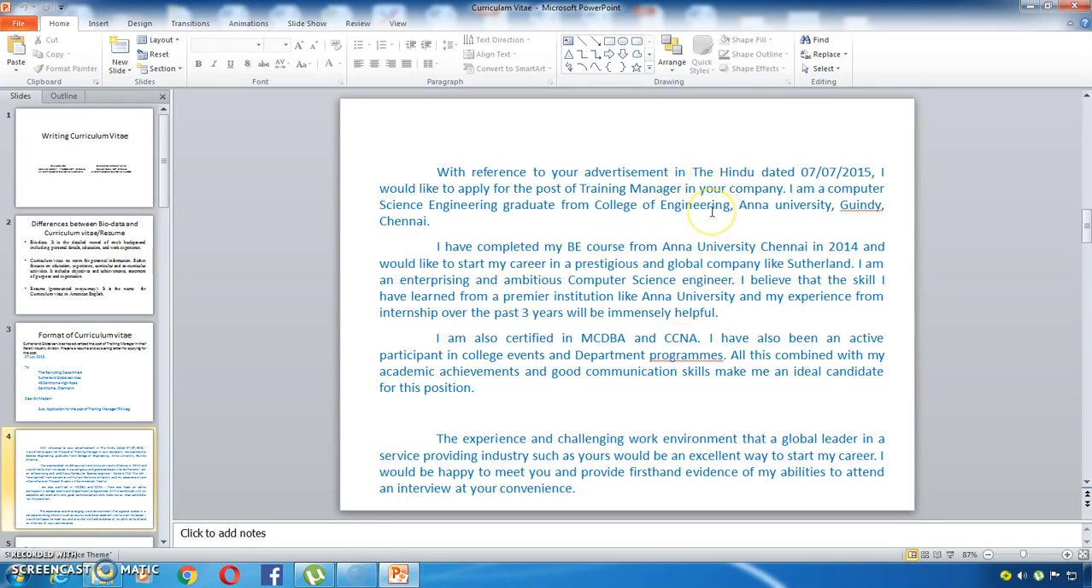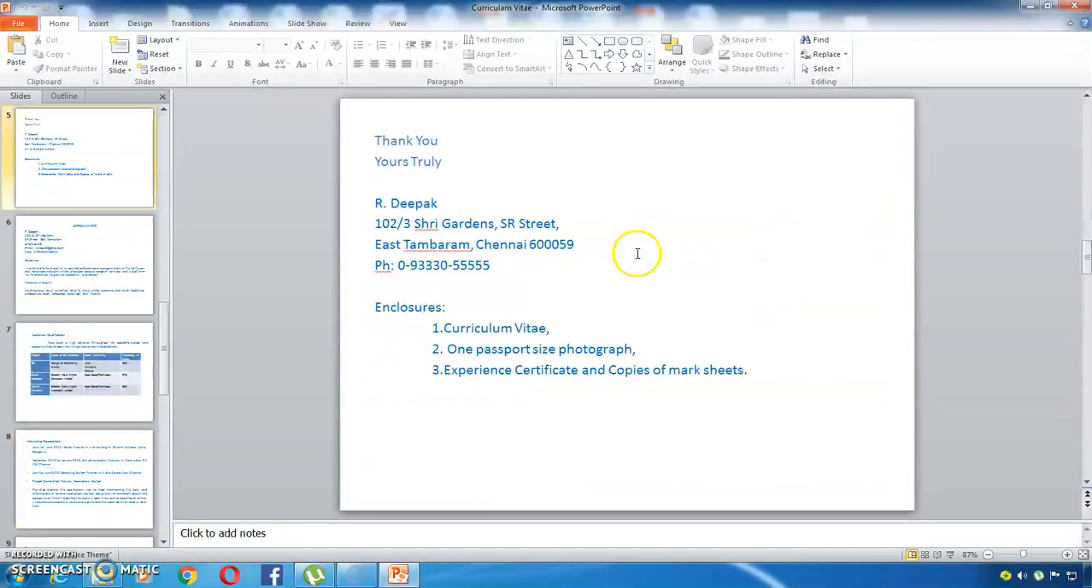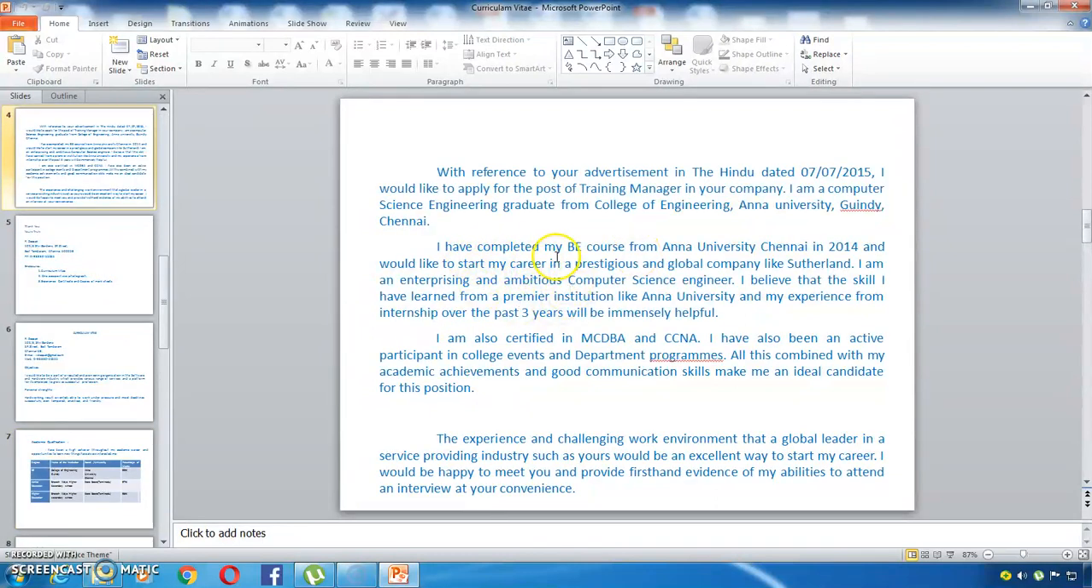So this is a model. The particular candidate has finished computer science and engineering from Anna University Chennai. So he has furnished the details, and you have to fill up your details here. And I have completed my BE course from Anna University Chennai in 2014 and would like to start my career in a prestigious global company. So, you have to use more adjectives here because whenever you write to a company, not in a praising sense, but you have to write more adjectives, right?